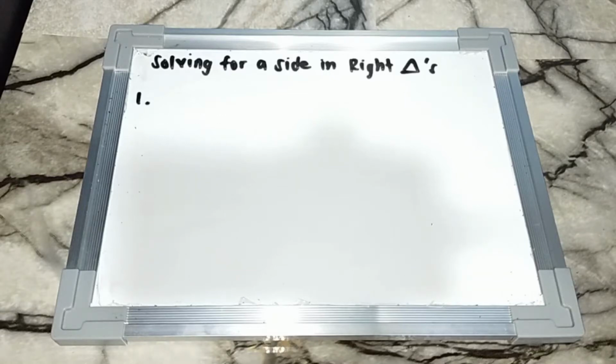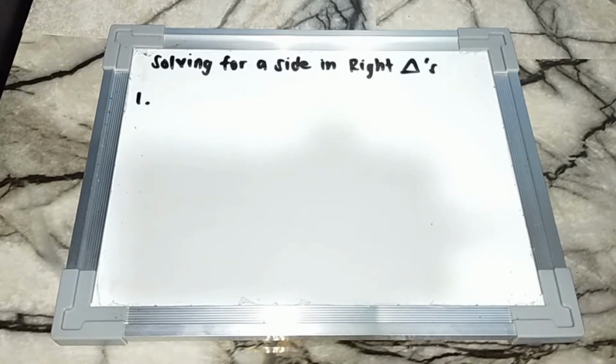So hi guys, we're here and we're going to discuss how to solve for a side in right triangles. First of all, if you're going to solve for a side in right triangles, you should remember or study the trigonometric ratios, which are the sine, cosine, tangent, secant, cosecant, cotangent. So now we're going to start.